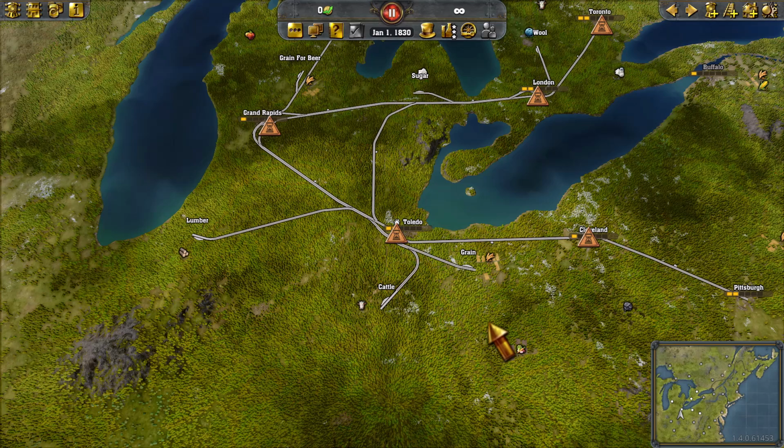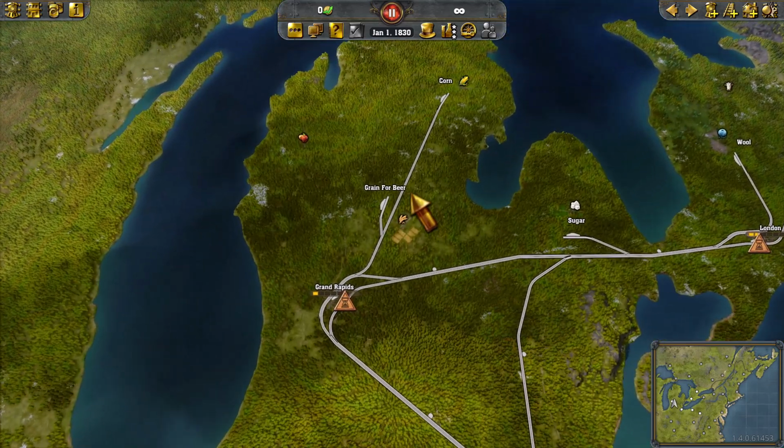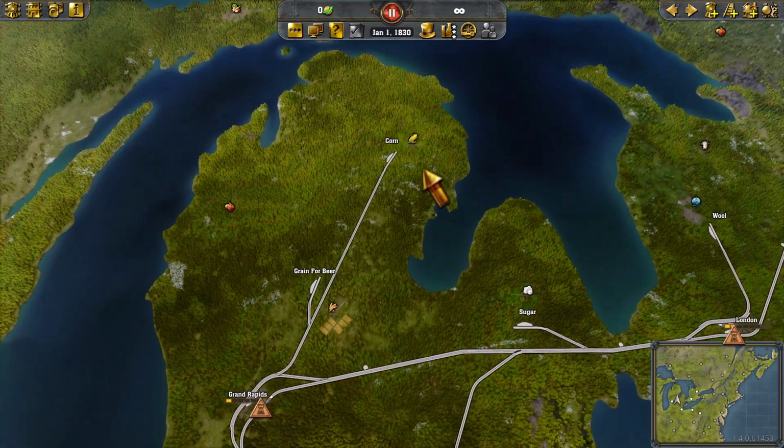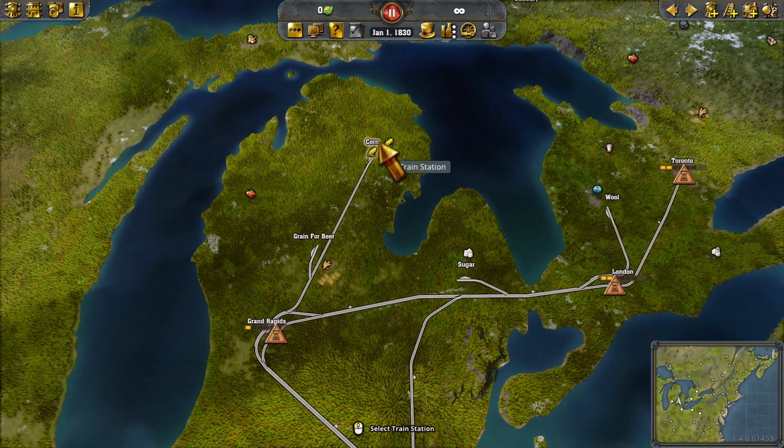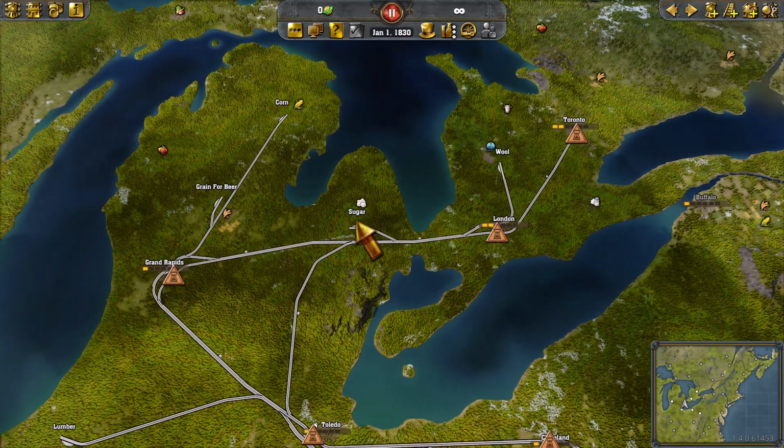We see veggies over here, they're later. Then we see grain again near Grand Rapids. Any corn for the system is going to come from here, so it's close to Grand Rapids. The sugar is more or less equidistant between London and Grand Rapids. If it's closer to London, so to spread it out, I put it over here.